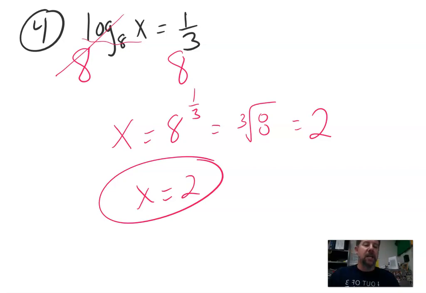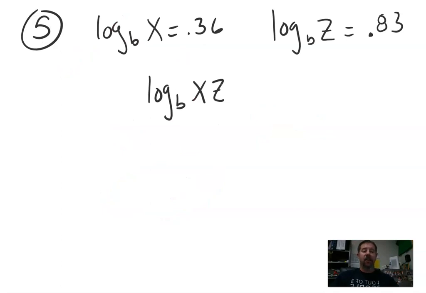On log equations, again, you have to go and check your answer, because you can't take the log of a negative or 0. In this case, 2 is not negative or 0, so I know I'm okay, and that is my answer.